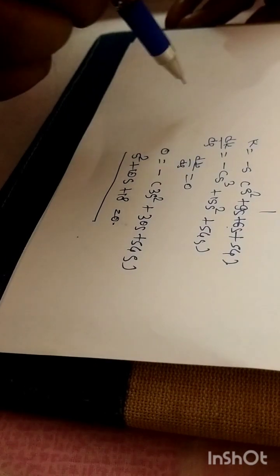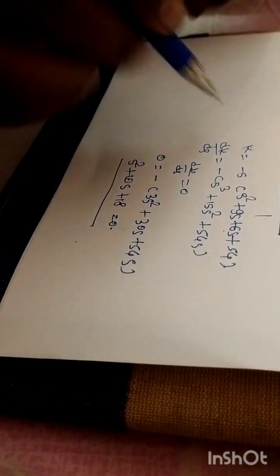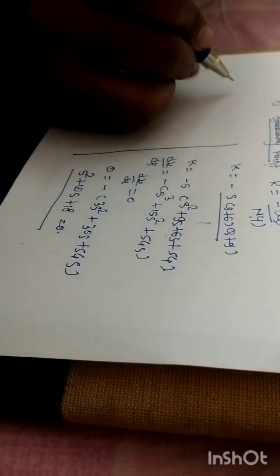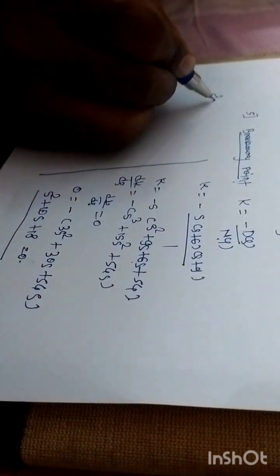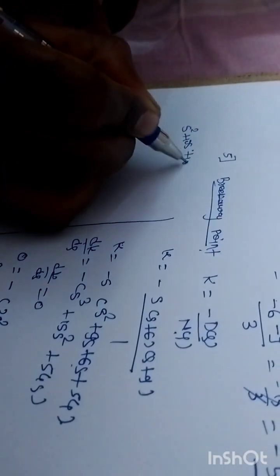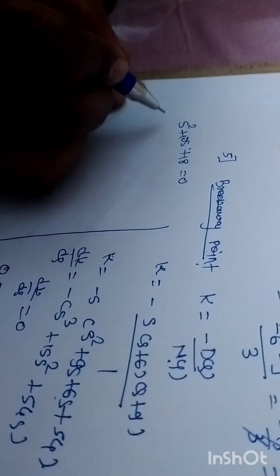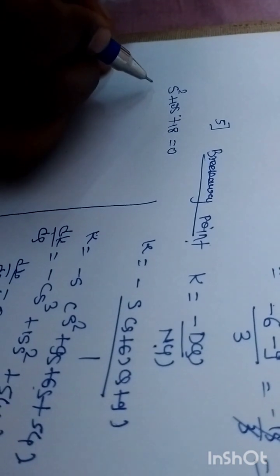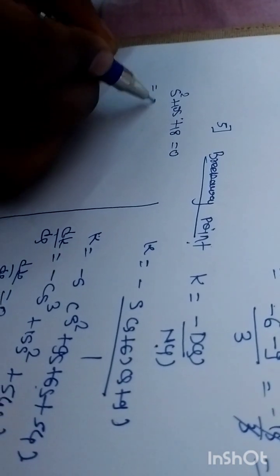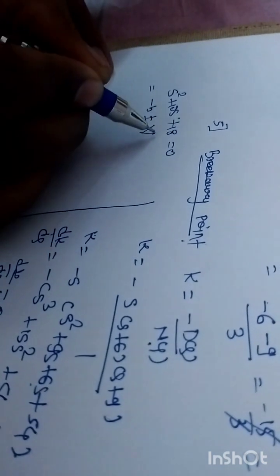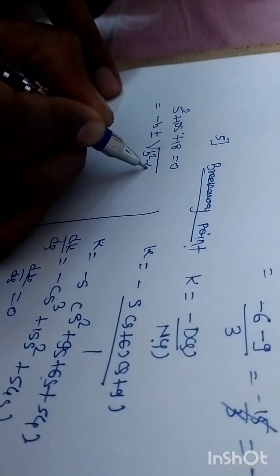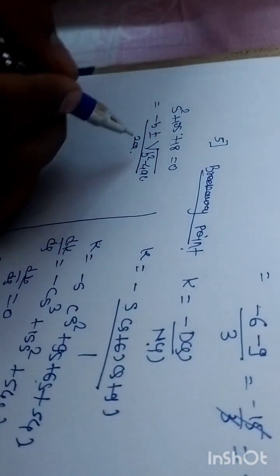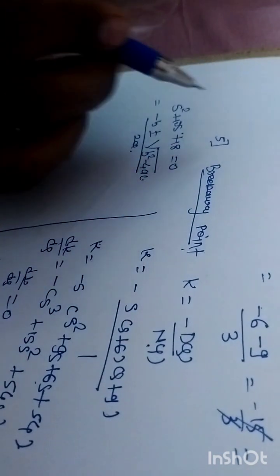In the next step, we need to solve this quadratic equation. Here the quadratic equation is s square plus 10s plus 18 equals 0. This is the usual way to determine the roots of a quadratic equation: minus b plus minus square root of b square minus 4ac, upon 2a. We need to map this quadratic equation in terms of a, b and c. This is a very simple solution.